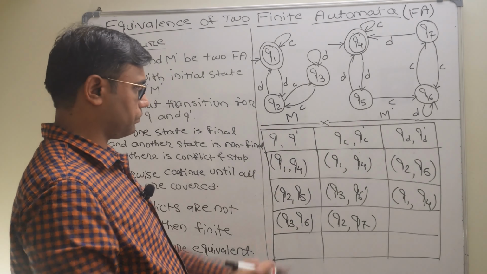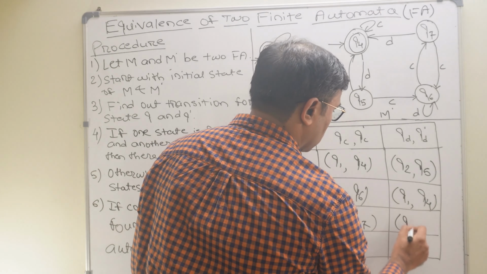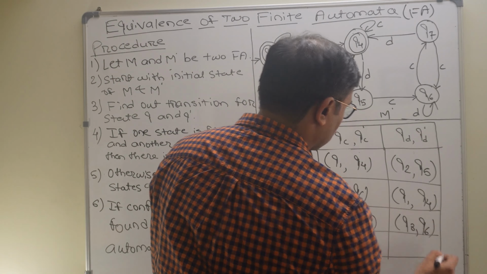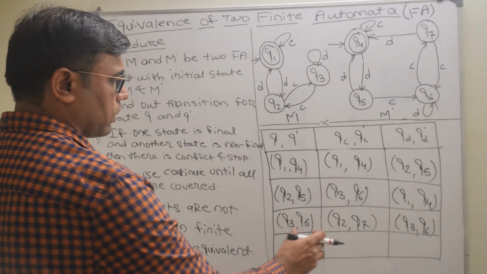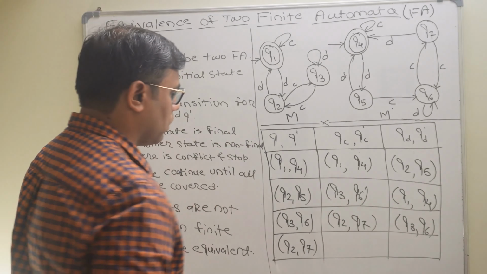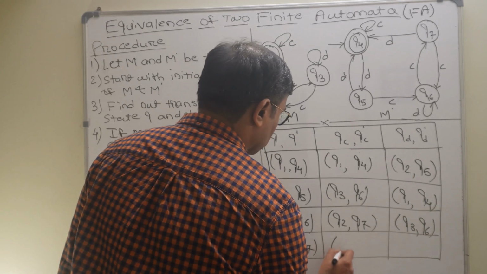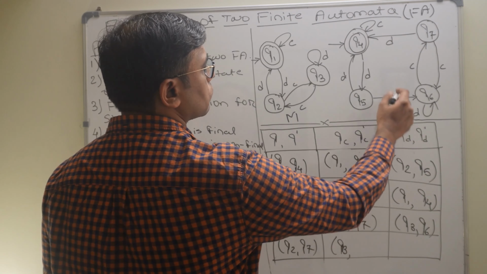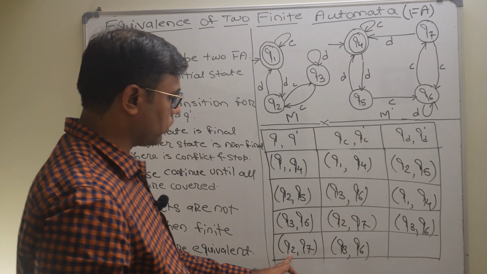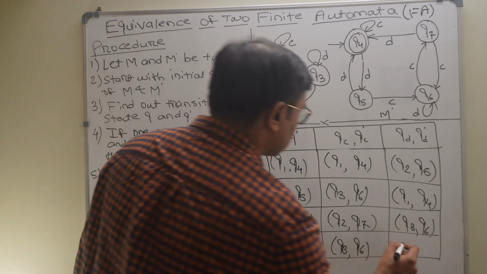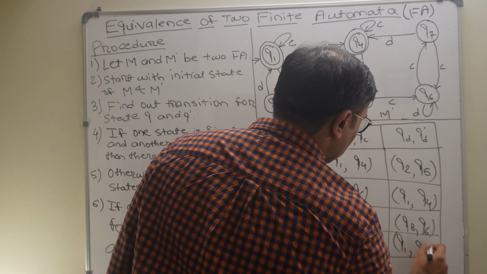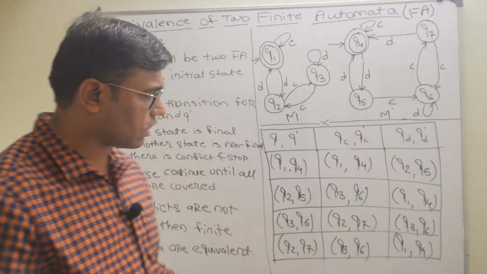Then q3d is q3 and q6d is q6. Again there is no conflict, we can go ahead. This state is not covered, so I will write here q2 q7. Q2c is q3 and q7c is q6. There is no conflict up till now, so we can go ahead. Q2d is q1 and q7d is q4. Here you will find there is no conflict and all the states are covered.